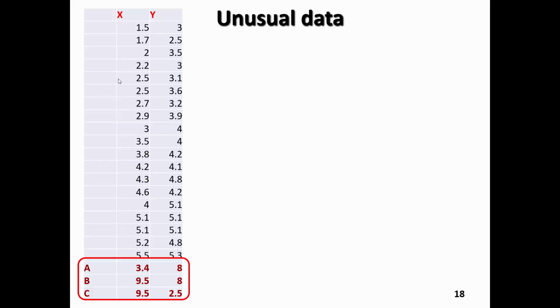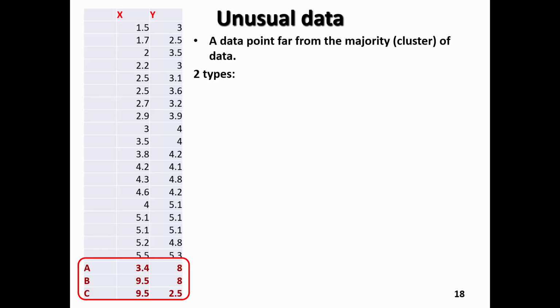In this scenario we have a number of paired scores on X and Y, and A, B, and C represent some rather unusual data points. But if you just take a quick visual scan of our data set, it's going to be hard to detect data that might seem unusual. So we're going to define unusual data as a data point far from the majority of the data, or what might appear to be the major cluster of data.